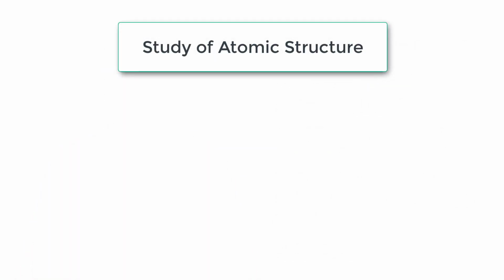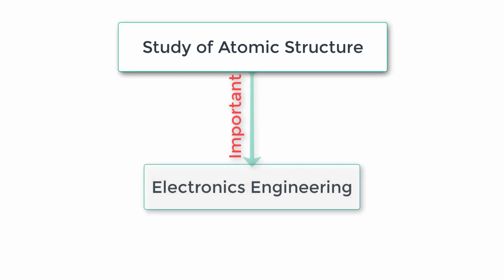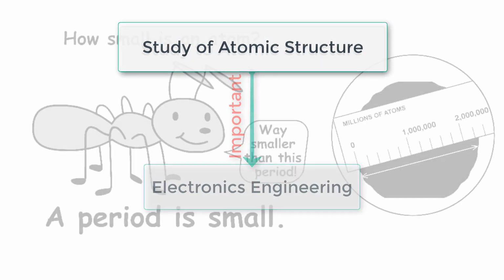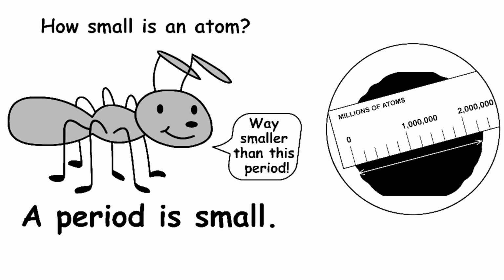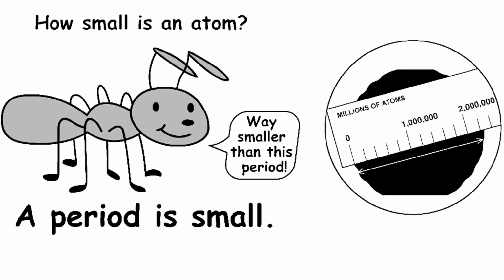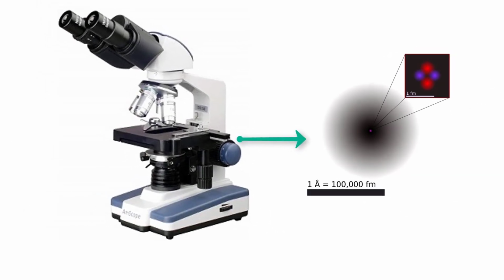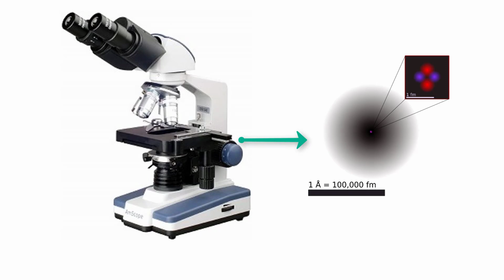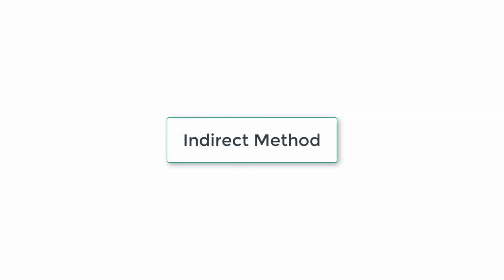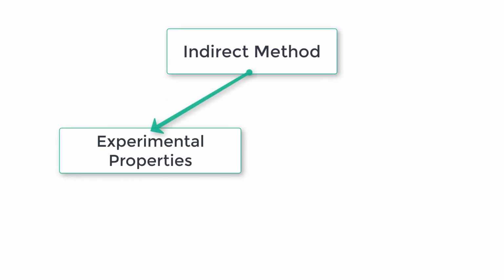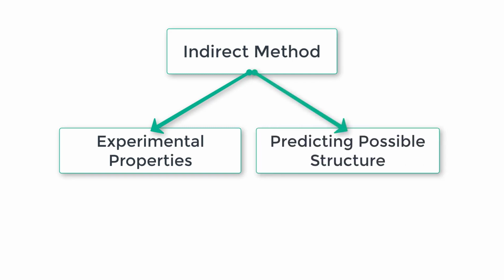The study of atomic structure is very important in electronics engineering. Unfortunately, the size of an atom is so small that it is virtually impossible to see it, even with the most powerful microscope. Therefore, we have to employ an indirect method for the study of its structure. The method consists of studying the properties of the atom experimentally. After this, a guess is made regarding the possible structure of the atom, which should satisfy the properties studied experimentally.